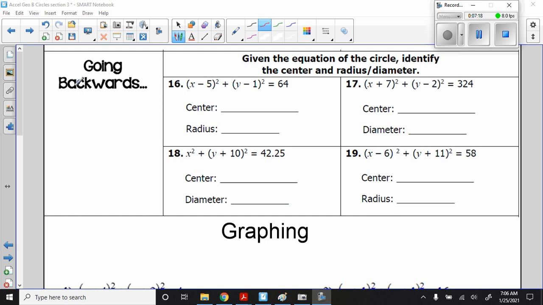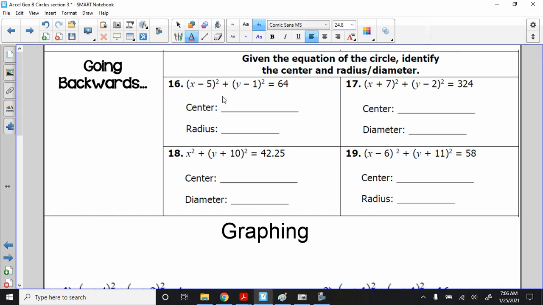All right, on the next page, we're going to go backwards here. So what would your center be given this information? Just change the signs, 5 and 1. And your radius would be the square root of that because it's squared. So it would be square root of 64 is 8. This would be -7, changing the signs. And +2 would be my center.